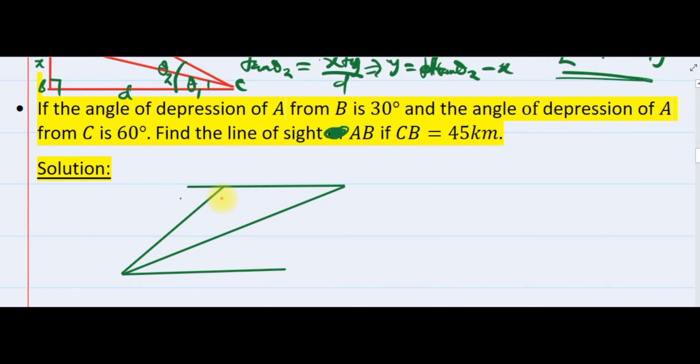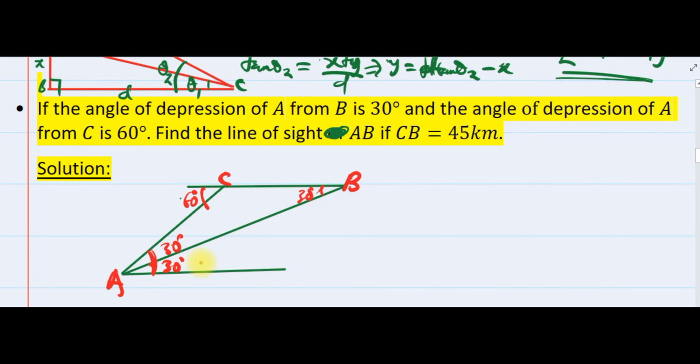They said the angle of depression of A from B is 30. So from B, the man looks down to A. And also from C, why I write this, because if you notice this is 30, the depression, by the alternate angle theorem it is 30 here. C is 60, so this should be 30 to make it 60. Here is 60. Do you understand? The angle of depression, by the alternate angle theorem, is 60 here.